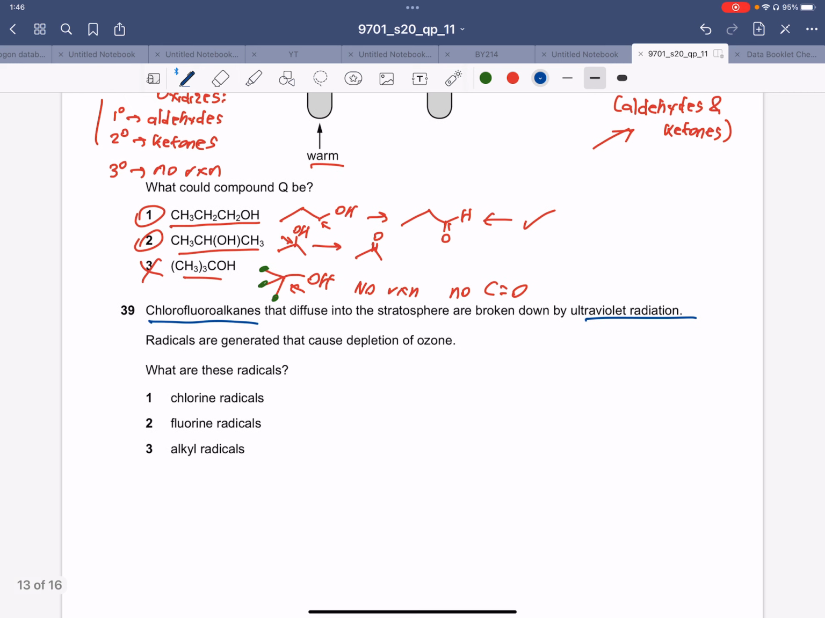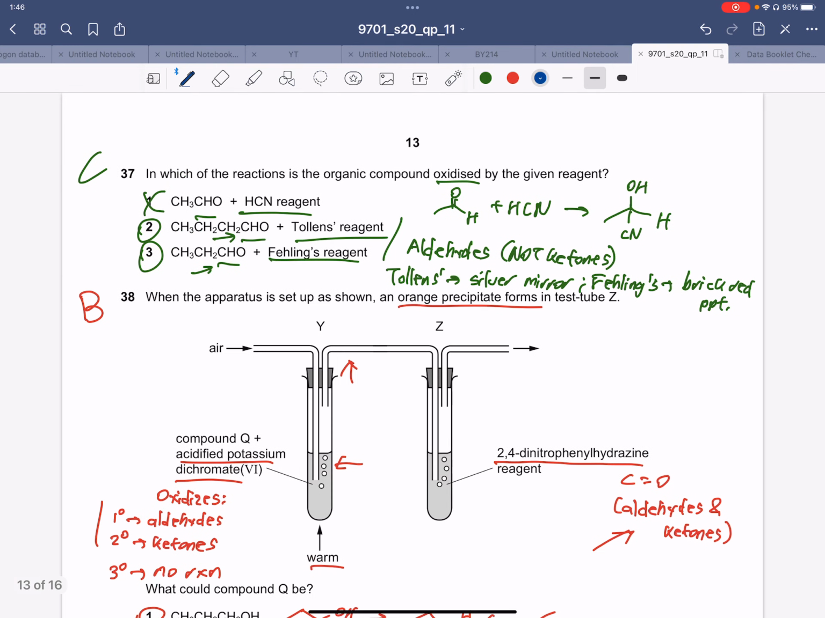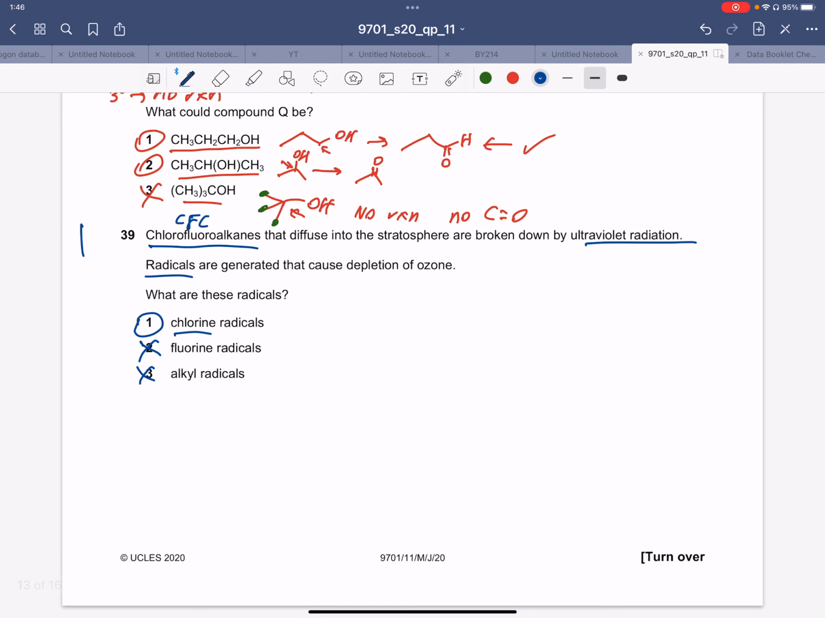Okay, so this is a chlorofluorocarbon question. So CFCs, if you guys don't know, those were banned in, I believe, the 1990s, because they generate chlorine radicals. So again, this is kind of a trivia question. I actually know the answer to this one right away. There's no fluorine radicals and there's no alkyl radicals. It's just chlorine. So the answer for this one will be option D, and I'll explain this for a second.